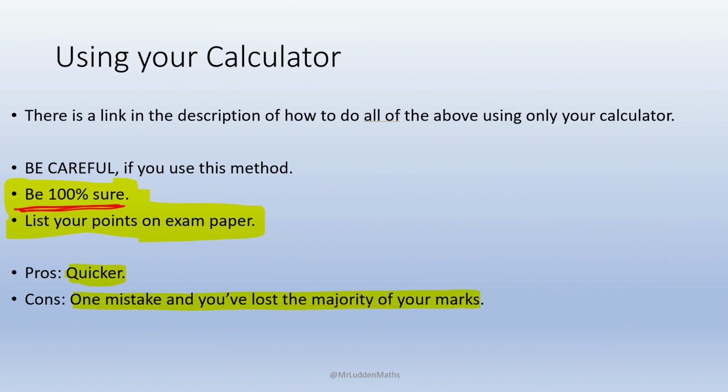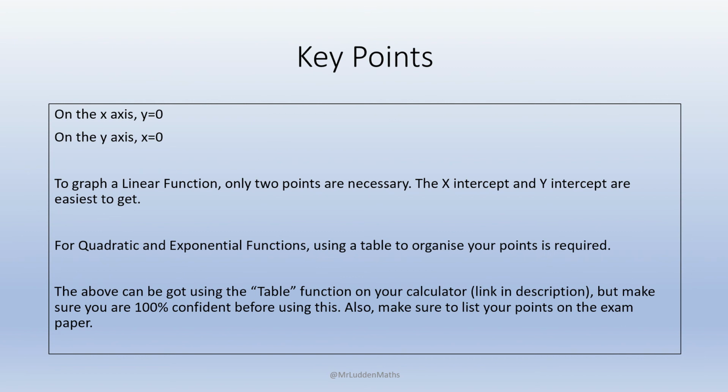So the key points I'd like you to take from today are: on the x-axis, y is 0. On the y-axis, x is 0. To graph a linear function, 2 points. And if you get where it crosses the x-axis and the y-axis, that's probably the best way to go. For quadratic and exponential functions, using a table to organize your points is required.